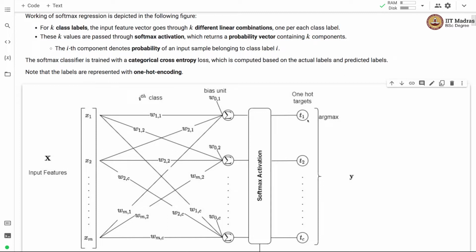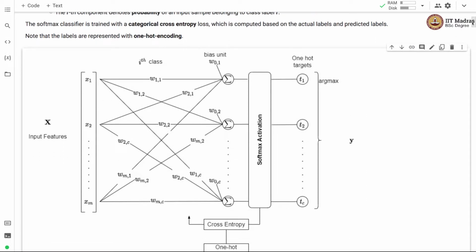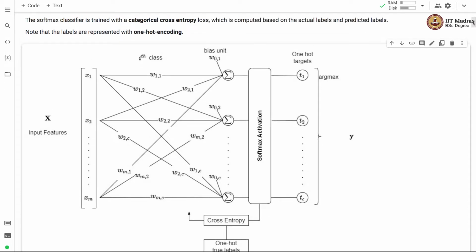For k class labels, the input feature vector goes through k different linear combinations, one per each class label. These k values are then passed through the softmax activation, which returns a probability vector containing k components. The ith component denotes the probability of an input belonging to class label i. The softmax regression is trained with categorical cross entropy loss, which is computed based on the actual labels and the predicted labels. Note that the labels are represented in one-hot encoding.